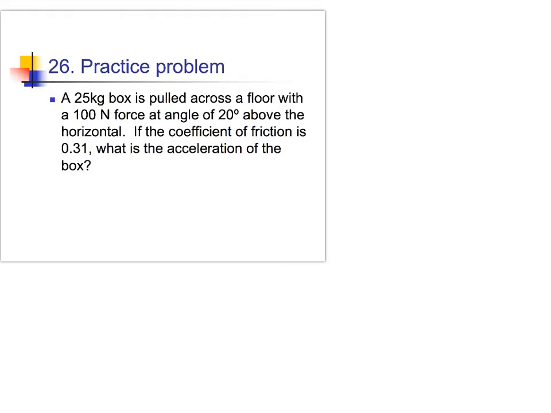Let's go ahead and try a practice problem here. We have a 25 kilogram box being pulled across the floor with 100 newtons of force at an angle of 20 degrees above the horizontal. The coefficient of friction between the box and the floor is 0.31, and we want to know the acceleration.